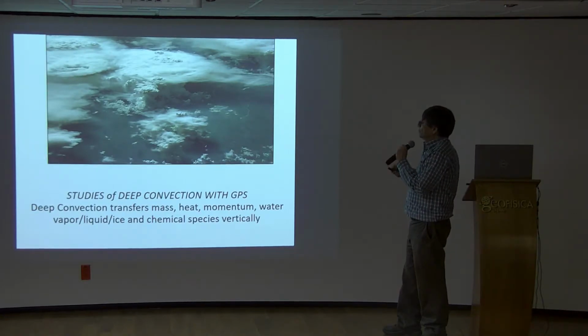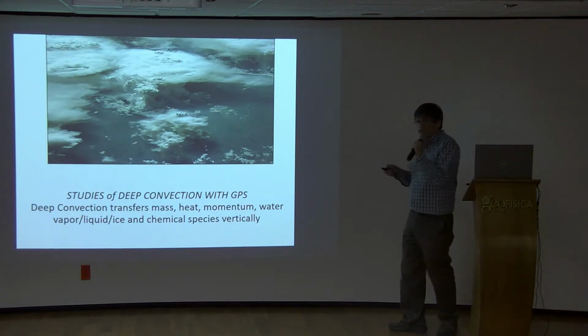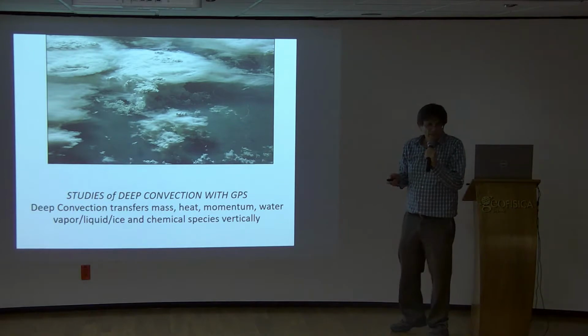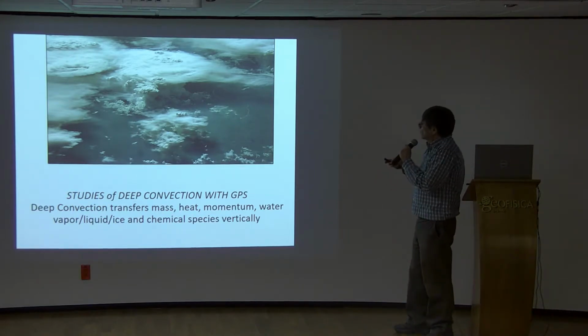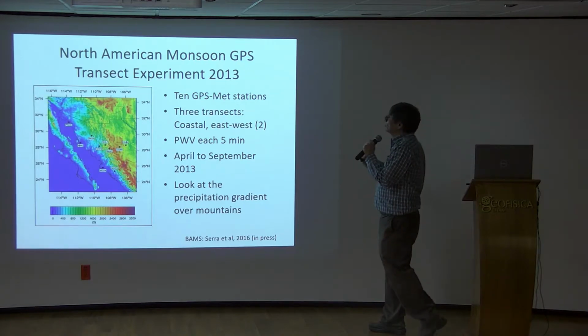And they have been used for studies of deep convection. And remember always, deep convection transfers mass because it's going up, heat, momentum, water, vapor, liquid in all its phases, and chemical species and animals, insects and things and everything. So it's very tied to ecosystems and things like that. So this is our experiment.